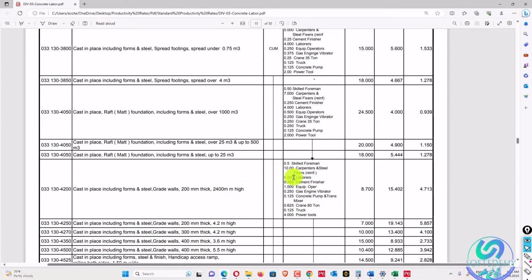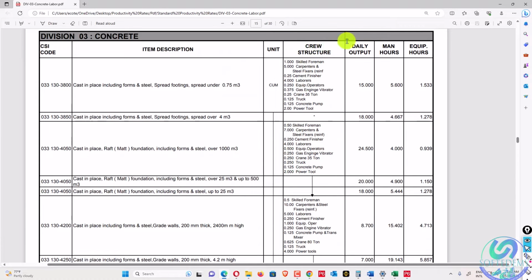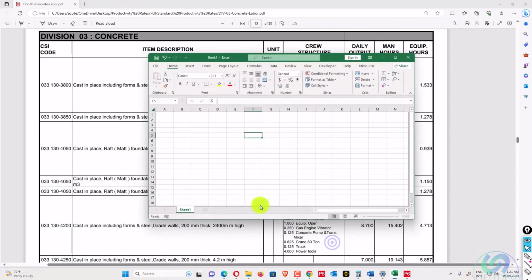So what will be its productivity rate? In this type of productivity rates, crew structure, daily output, and man hour have been given. So how will this productivity rate be calculated by this sheet? I will show you in my Excel. So there is an Excel sheet.